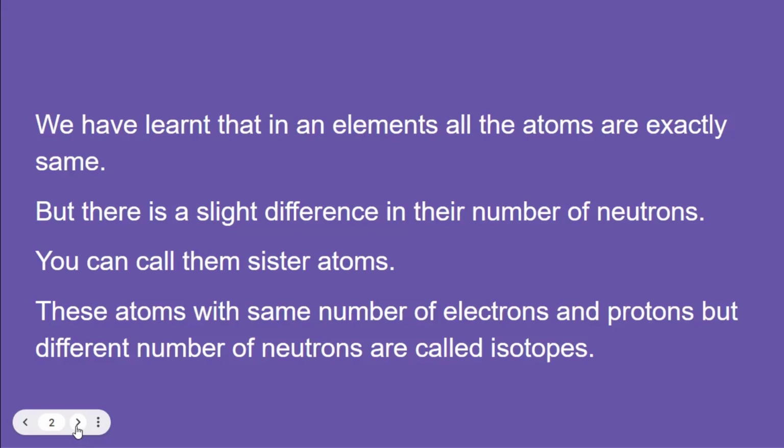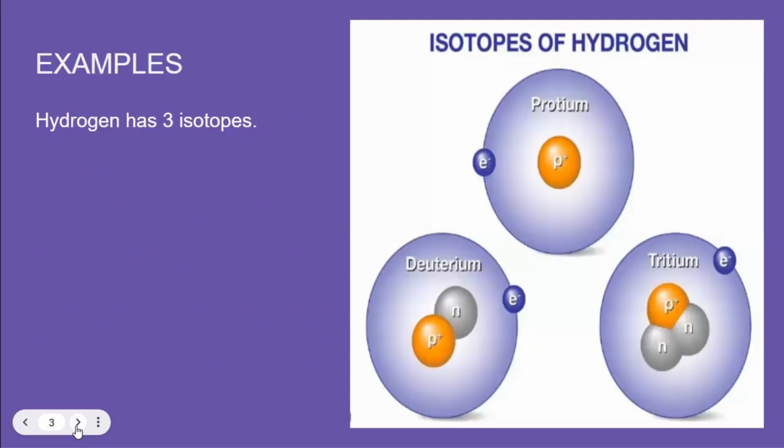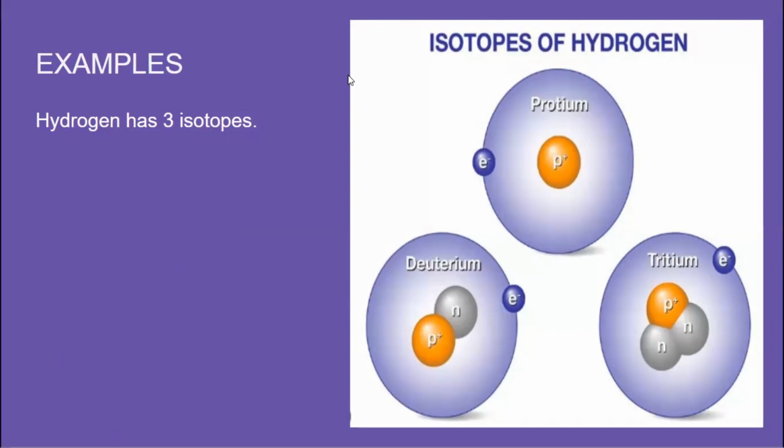All right. So you can see that every element has isotopes. Every element has such types of atoms with different numbers of neutrons. We can see the example of hydrogen. Hydrogen has 3 isotopes. You can see in the picture, the first type of isotope of hydrogen is called protium. So what is protium? In protium, there is 1 electron, 1 proton, but it does not have any neutron. So 0 neutrons. All right.